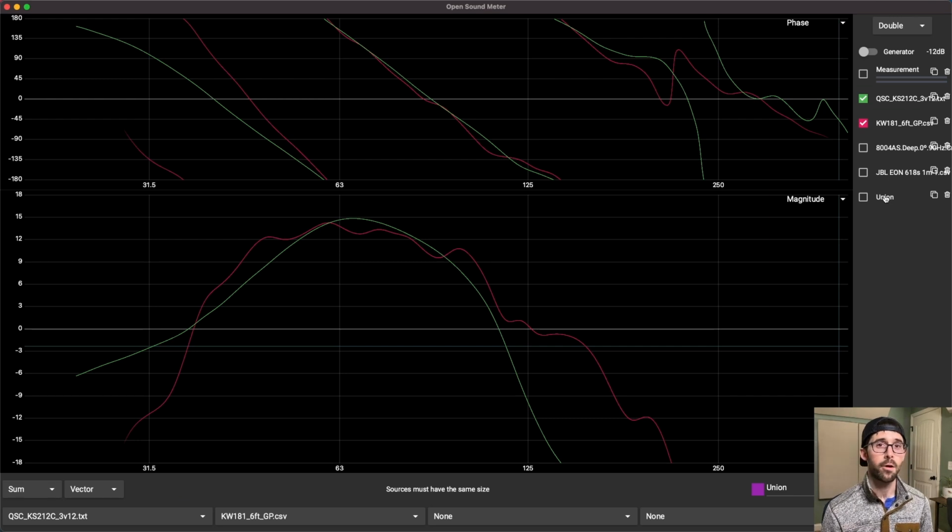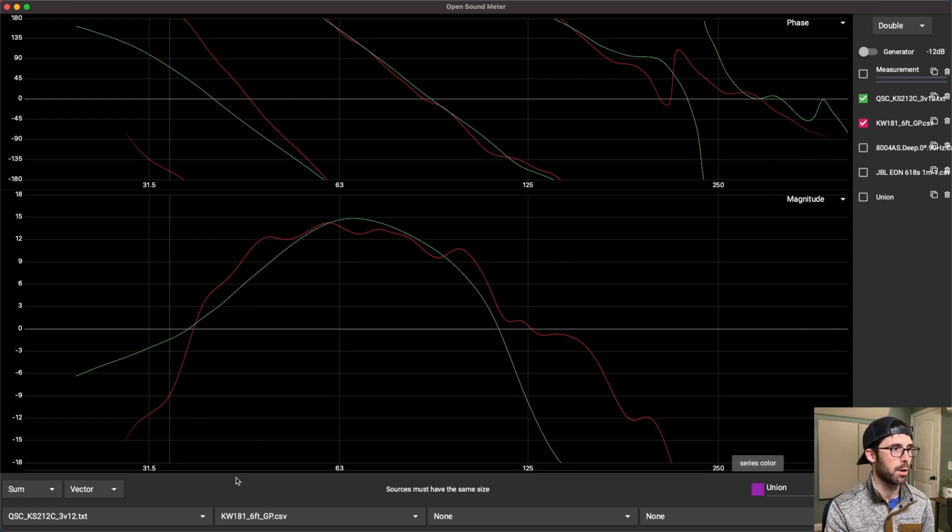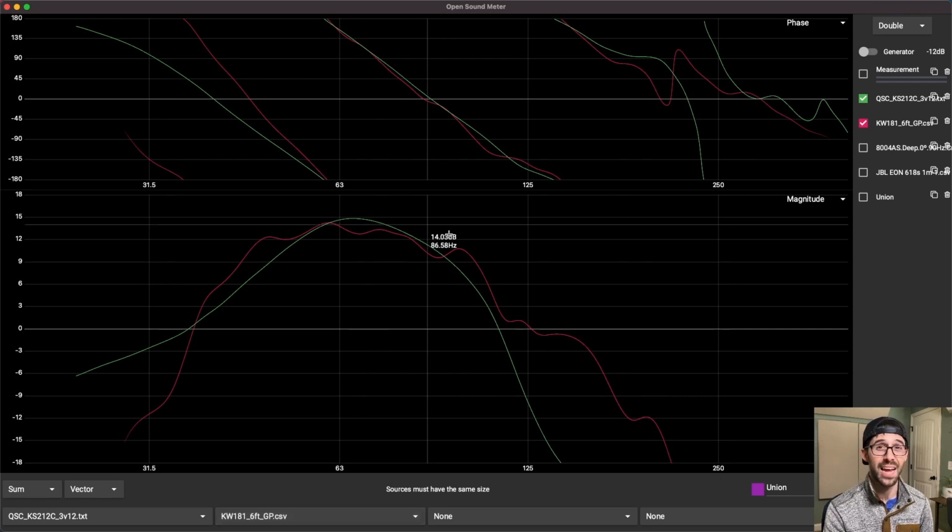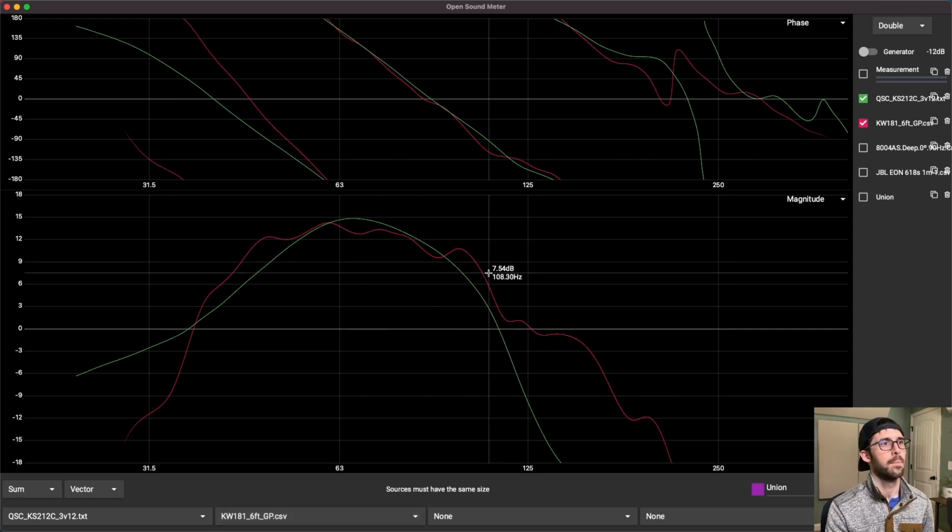So in Open Sound Meter, I would go here and add a math source and be able to combine both of these measurements and see what it would look like if they add together, which is super cool. But the CSV files for each of these, as far as the data, they're different sizes, so it's not going to let me do that. So I wish I could do it. Maybe I can reformat it and do a later video.